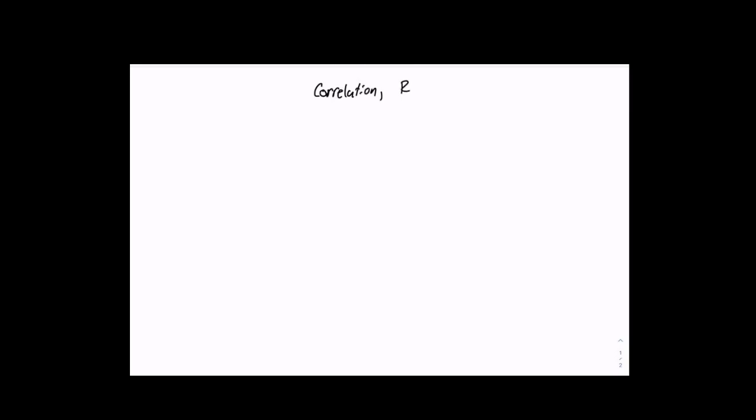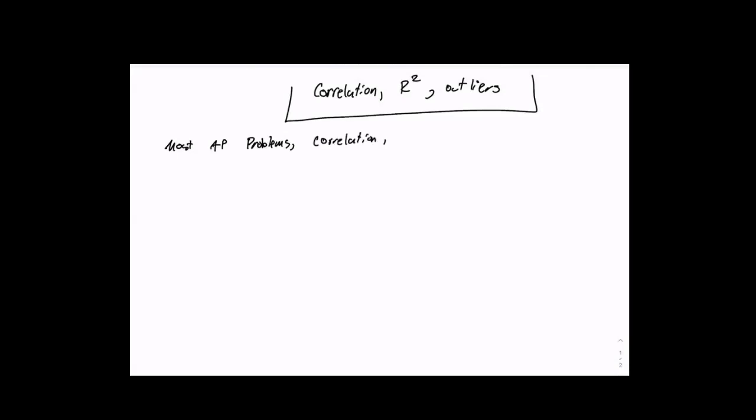But we're also going to talk about R squared and outliers today. Now, in most problems on the AP exam, the correlation R is given. So they'll tell you here's what R is.